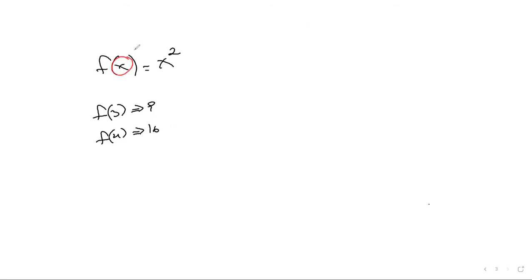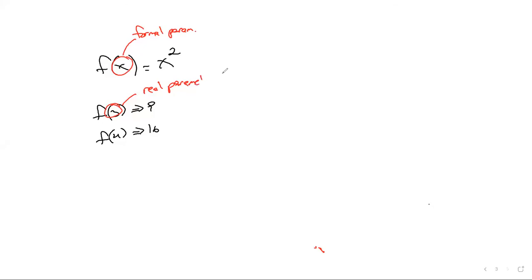The x here is known as a formal parameter. Right? It's something formal. It doesn't actually have a value. It's just representing some kind of value. And the number 3 down here is what's known as the real parameter. It's the real parameter. And what we have to actually do is bind real parameters to formal parameters.